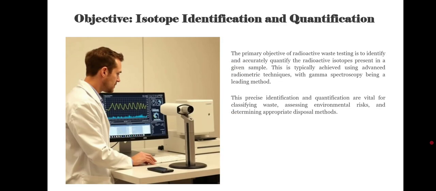The main goal of testing is to find out what exactly is in the waste. We use radiometric methods like gamma spectroscopy to identify and measure the radioactive isotopes. This helps classify the waste, evaluate its hazard, and choose the safe disposal.